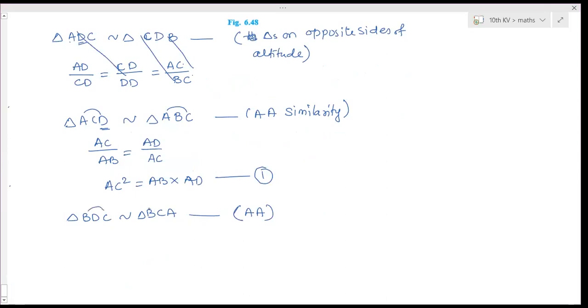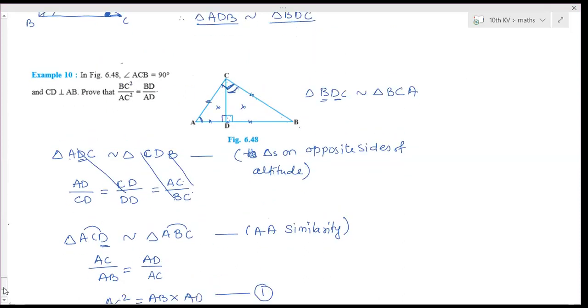BC is here. So first two letters, BD by BC is equal to first and last letter, BC by BA. CPST. Then cross multiply. BC square is equal to BD into BA. This is the second equation. Now what they are asking is BC square by AC square.